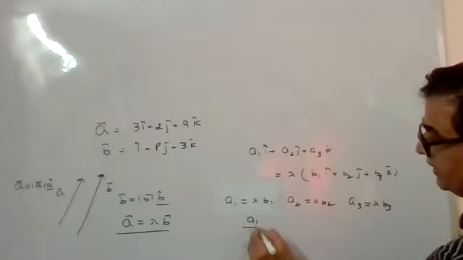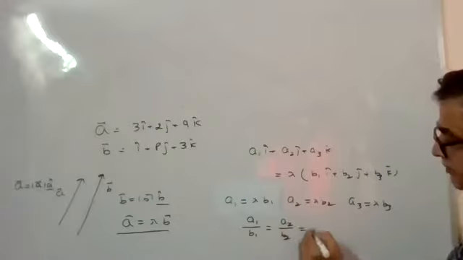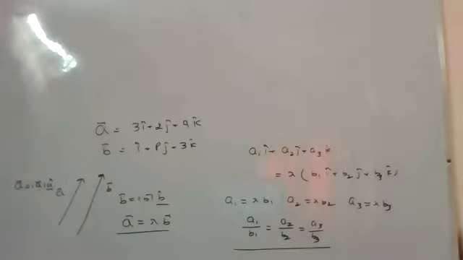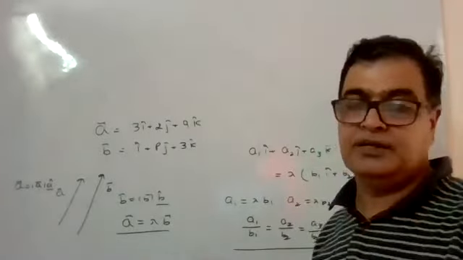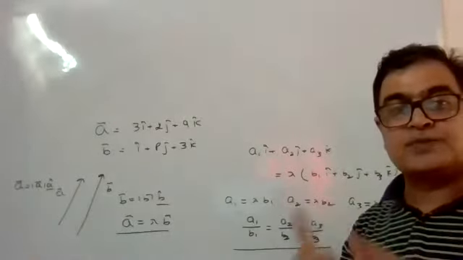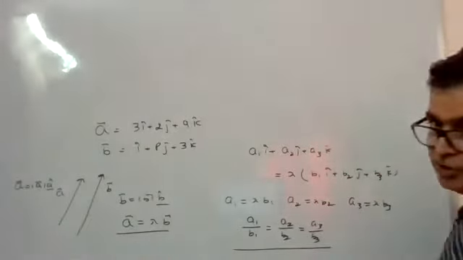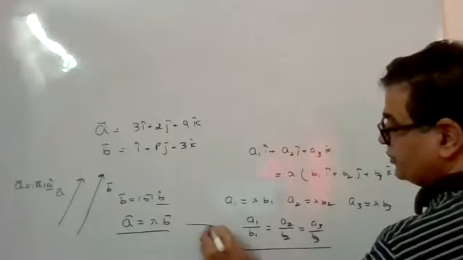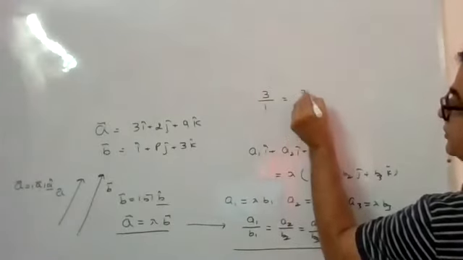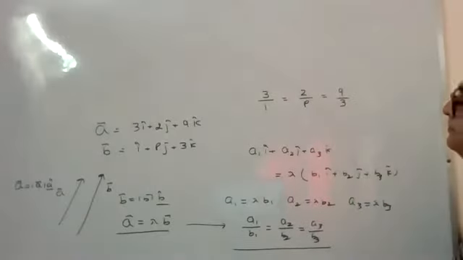Then one thing is clear: A1 by B1 is lambda, A2 by B2 is again lambda, and A3 by B3 is again lambda. So we have A1 by B1 equals A2 by B2 equals A3 by B3 if the two vectors are parallel. So if two vectors are parallel, the components must be in proportion. If A is parallel to B, A will be lambda times of B, and what condition did I get here? A1 by B1, so that will be 3 by 1, should be 2 by P, should be 9 by 3.